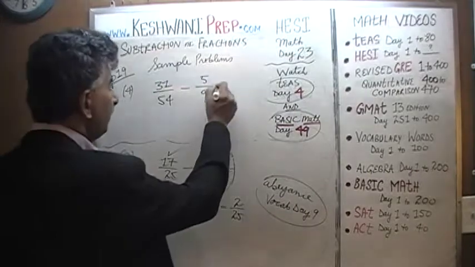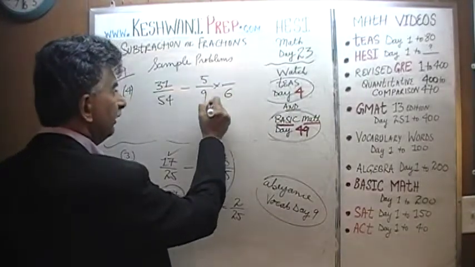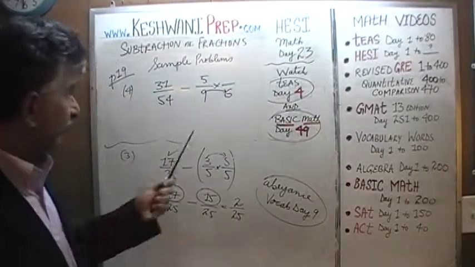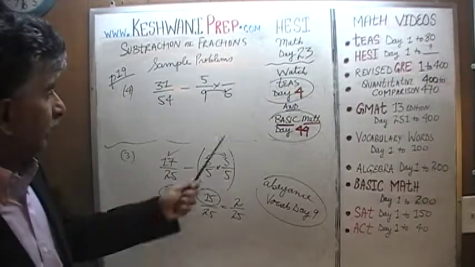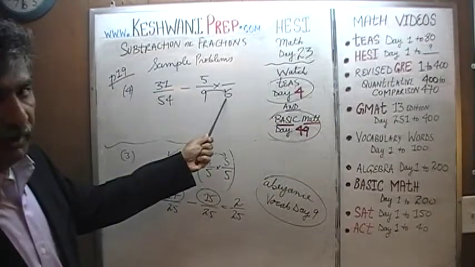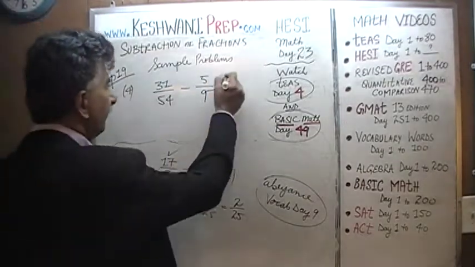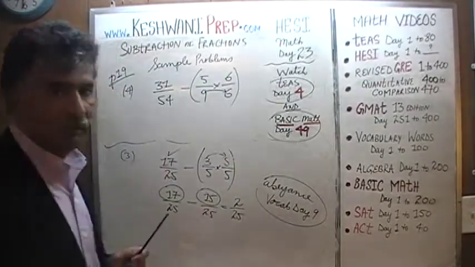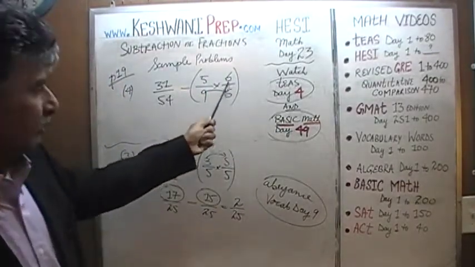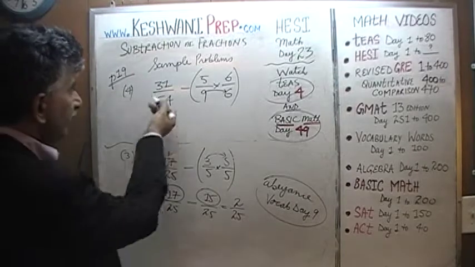In other words, if you were to multiply this quantity by 6, 9 6's are 54. It's the same denominator as this one now. Since we multiply the bottom by 6, we must multiply the top by 6, so that we're multiplying by 1. 6 over 6 is just 1. We're done. We have the same denominator now.